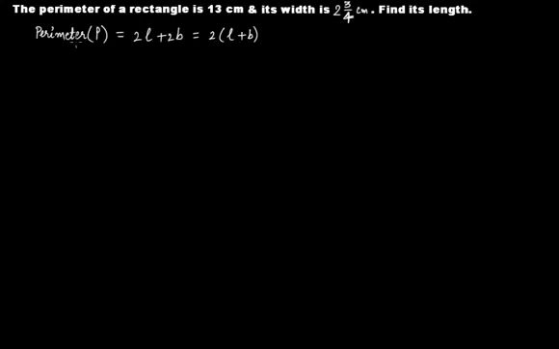Now, P is given, that is 13 centimeters, equal to 2 times. Let's assume that the length is x centimeters plus the breadth, 2 3/4 centimeters. This 2 3/4 centimeters can be written as 2 times 4 plus 3 by 4, that is equal to 11 by 4 centimeters. So this becomes 11 by 4 centimeters.